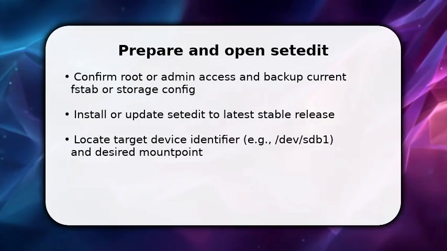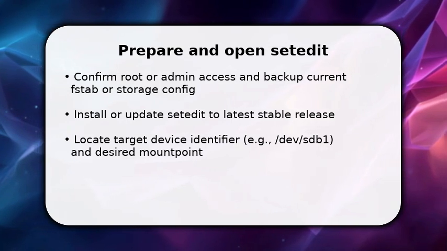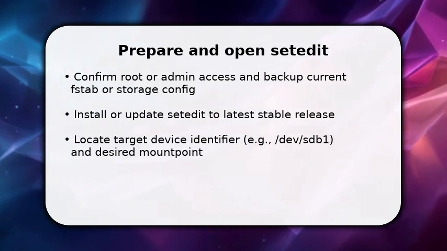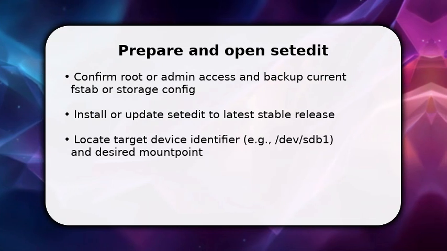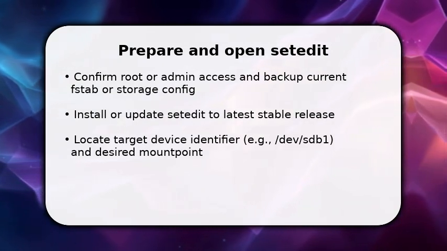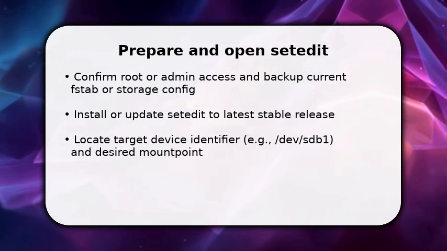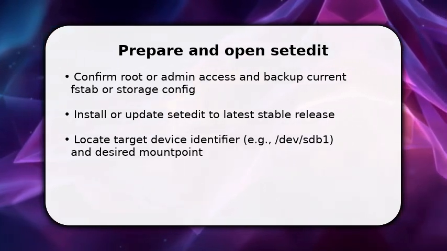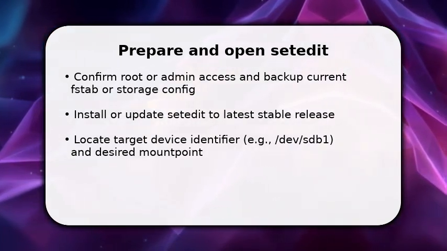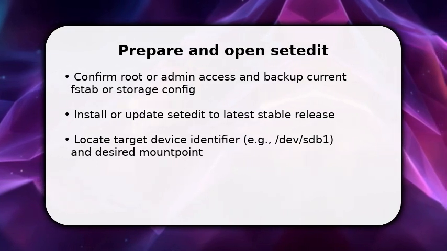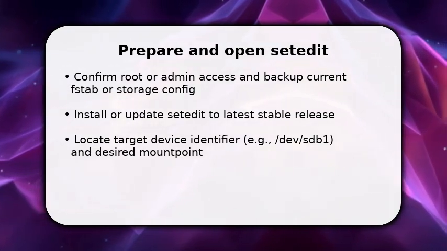You start by ensuring you have root privileges and a backup of existing storage configuration. Open Setedit now and load the system configuration file you will edit. Identify the block device and choose a mount point directory. Create it if missing. Once done, pick the file system type and note UUID or device path. This prepares the exact values you will enter.